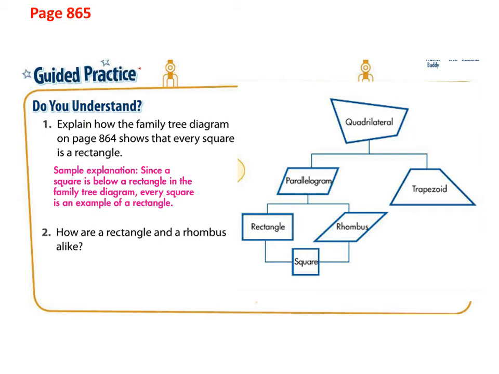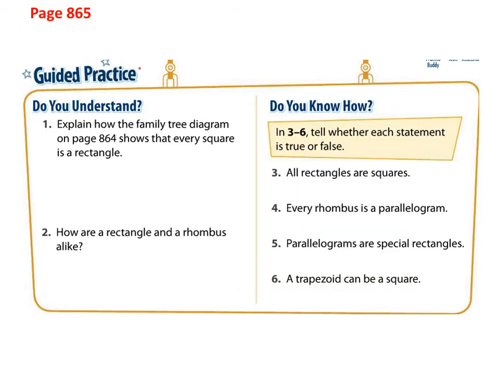Question 2. How are rectangle and rhombus alike? Simple answer. Both rectangles and rhombuses are parallelograms. In 3 to 6, tell whether each statement is true or false. Question 3. All rectangles are squares.